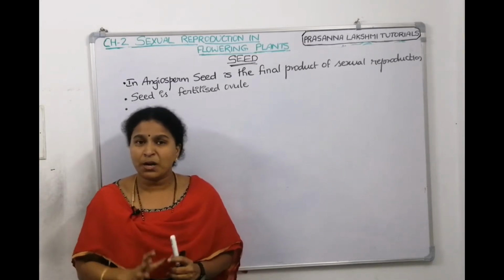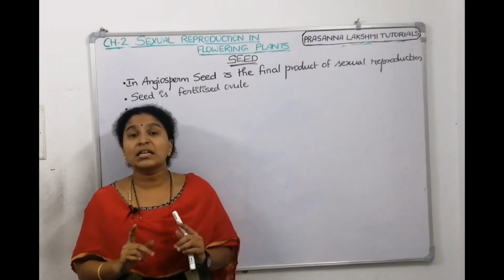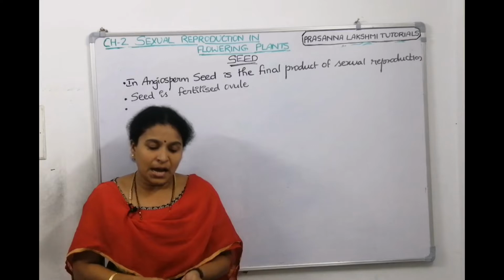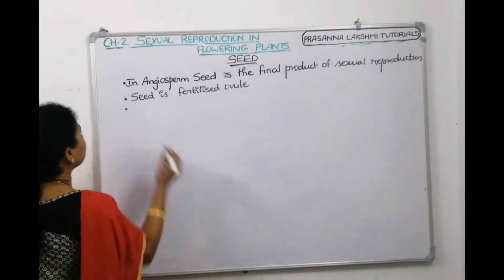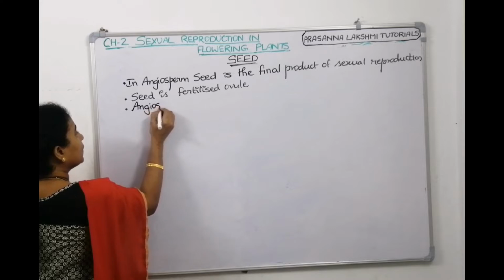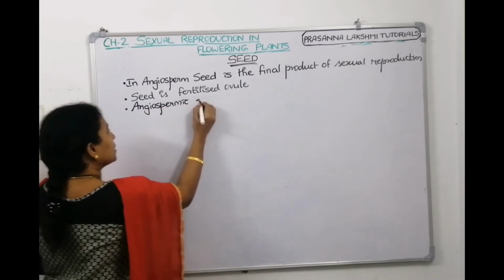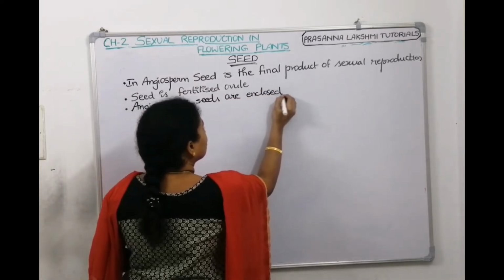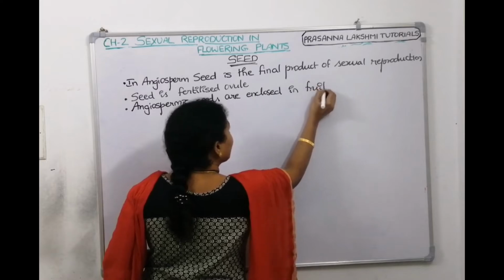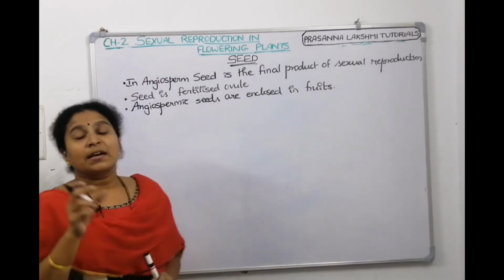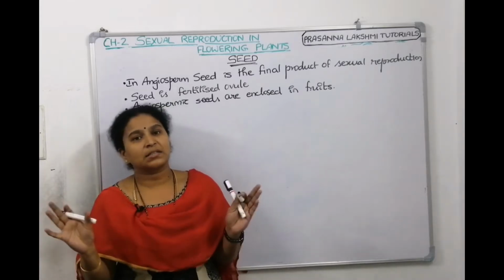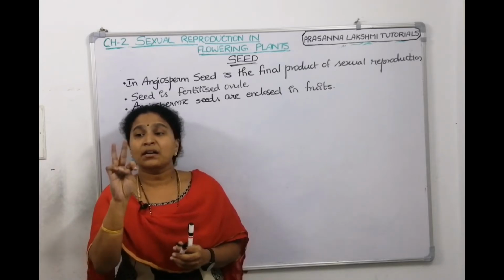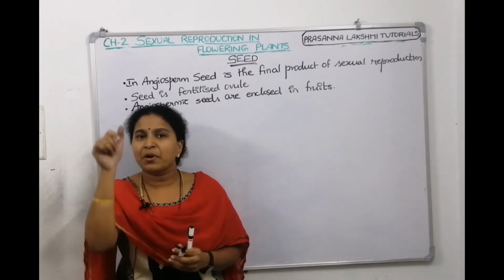And in angiosperms, the seeds are not naked. The seeds are enclosed by fruits, right? So that also we can write: angiospermic seeds are enclosed in fruits. They are not naked. They are enclosed in the fruits. Now the seed consists of how many parts or how many regions? Three regions. The first one is a cotyledon, the second one is a seed coat, and the third one is an embryonic axis.